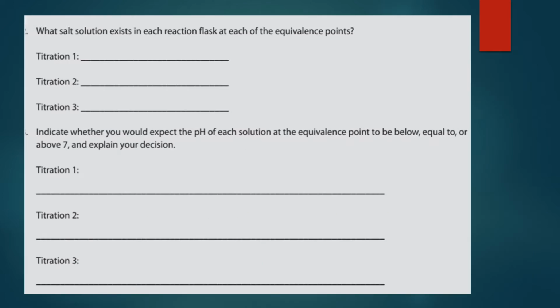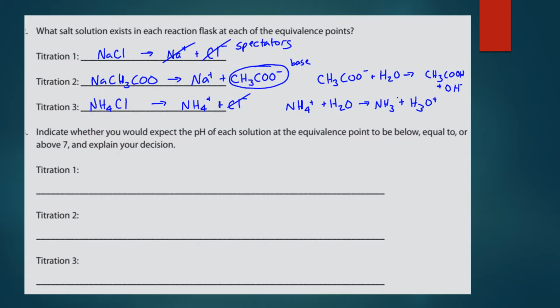So what salt solution exists in each reaction flask at the equivalence point? Now, that is the salt that's created by that acid and base neutralization. So in the first one, you can see that we made sodium chloride. In the second one, we made the sodium acetate. And then in the third one, we made ammonium chloride.